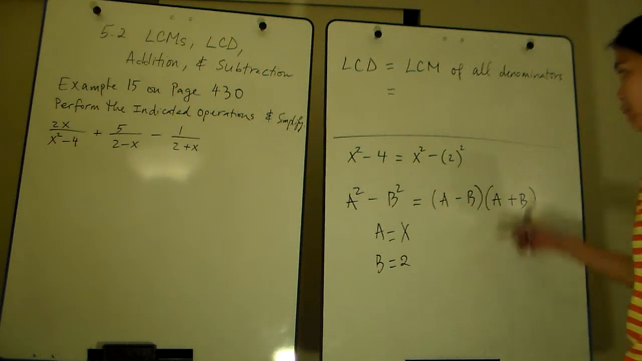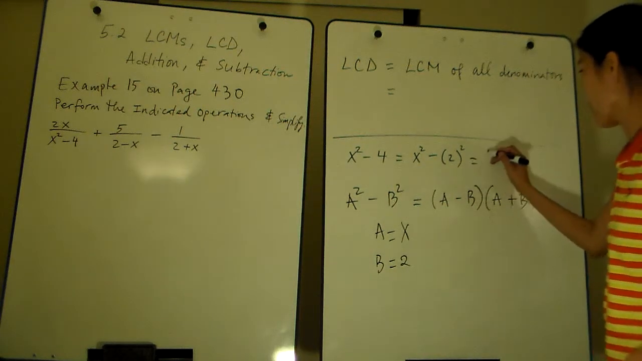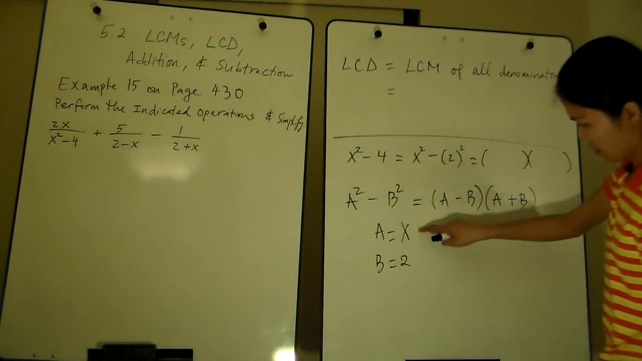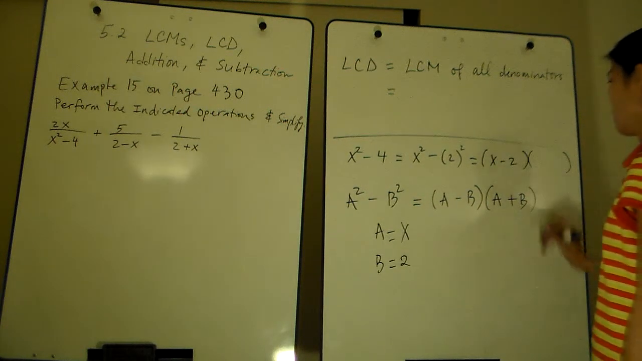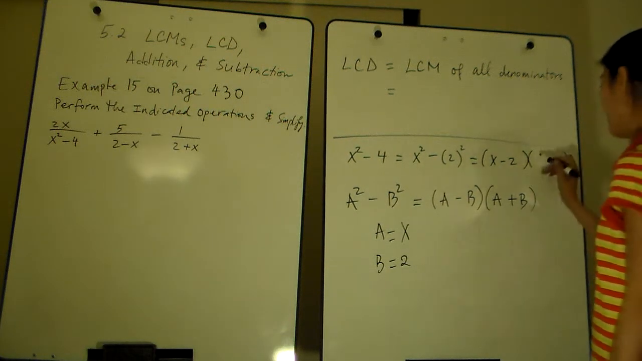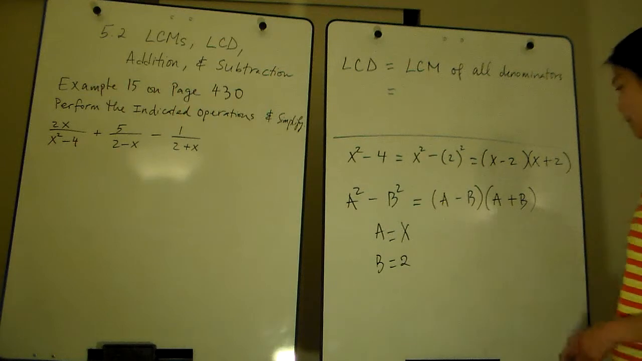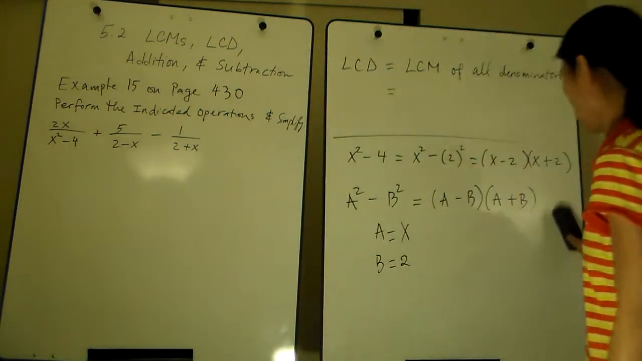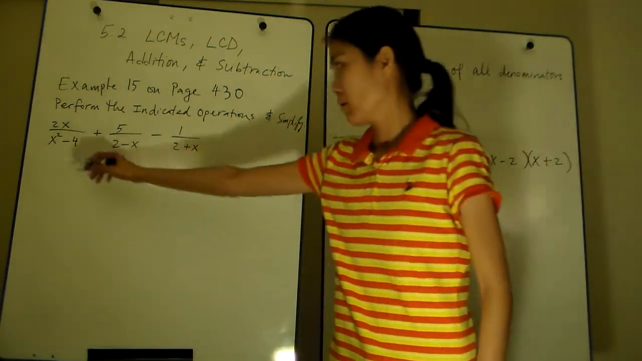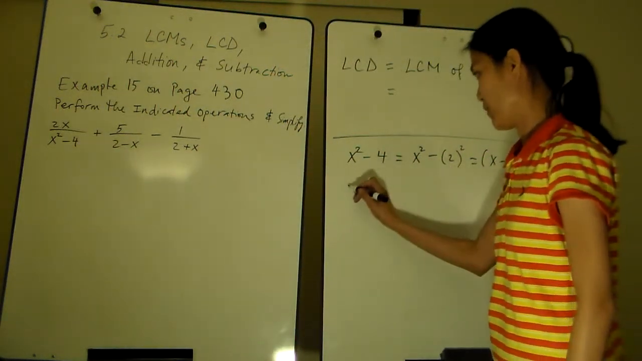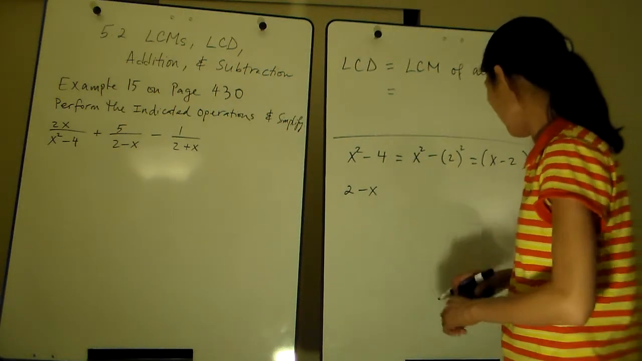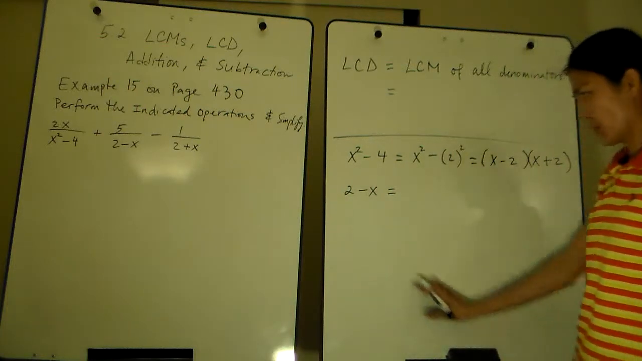So that means you can factor this into 2 factors. The first one is a minus b, which is x minus 2. The second one is a plus b, which is x plus 2, okay? So we just finished factoring out the first denominator. How about the second denominator in the second fraction?